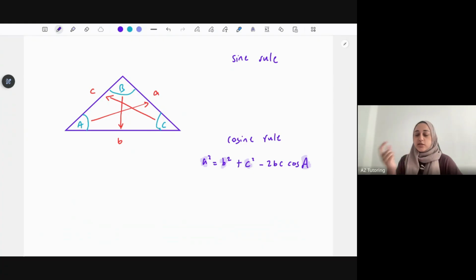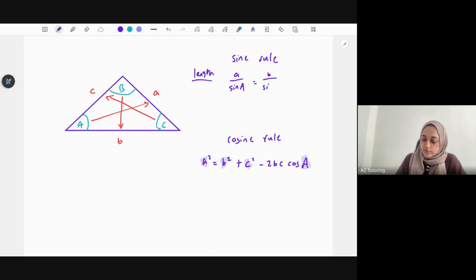Now with the sine rule, you'll see 2 versions of this rule, depending on whether you're working out the length or the angle. If you're working out a length using the sine rule, the version you're going to use is a over sine A equals b over sine B equals c over sine C. You can see the lengths, the little letters, on top, over the sine of the angle, the capital letters.